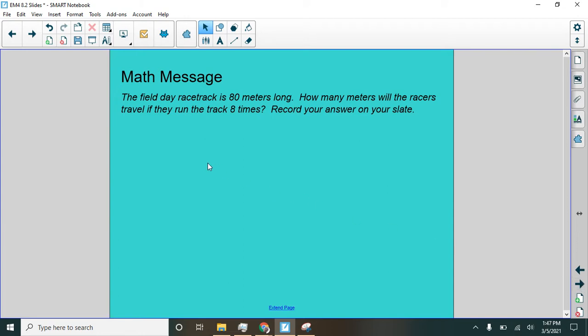We are taking a look at this math question. The field day racetrack. So that racetrack is 80 meters long. How many meters will the racers travel if they run the track 8 times? So they're going around 8 times. 1, 2, 3, 4, 5, 6, 7, 8, all the way around. So take a moment, do some work, or grab your board or your notebook, and try to figure out how far they will have gone if they go around this track 8 times.